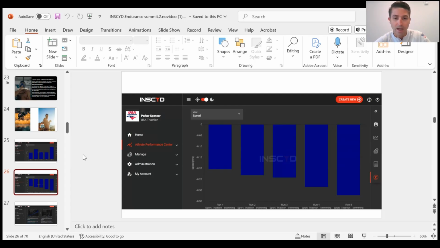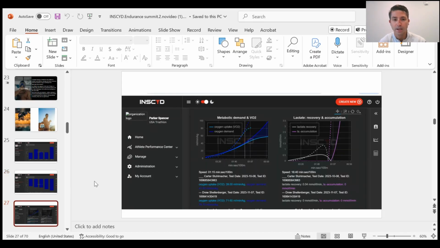So I have another athlete, Carter Stolmacher, who is consistently out of the water first, and almost in any race he does, whether it's a Continental Cup, World Cup, Super Tri racing, he's one of the first guys out of the water every time, one of the best triathlon swimmers in the sport. And I can take Drew's data and Carter's data and overlap them together.